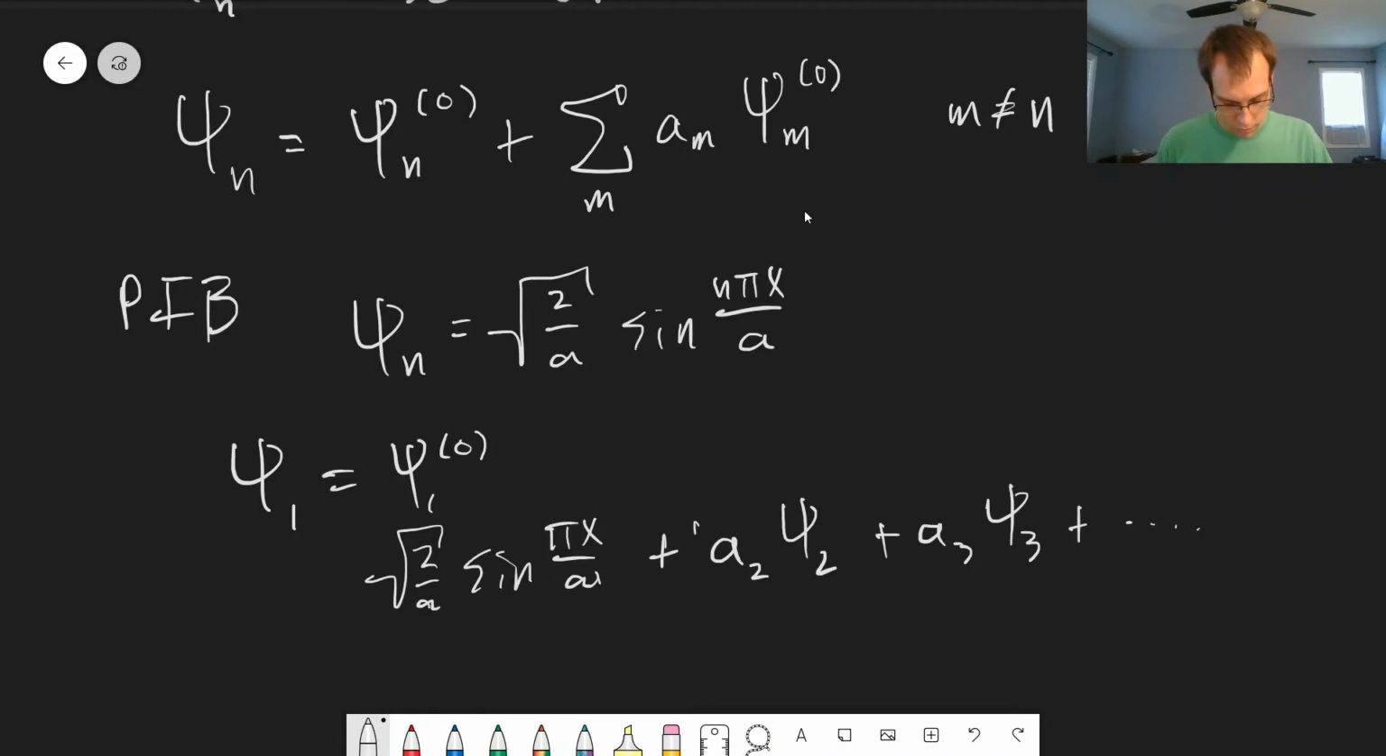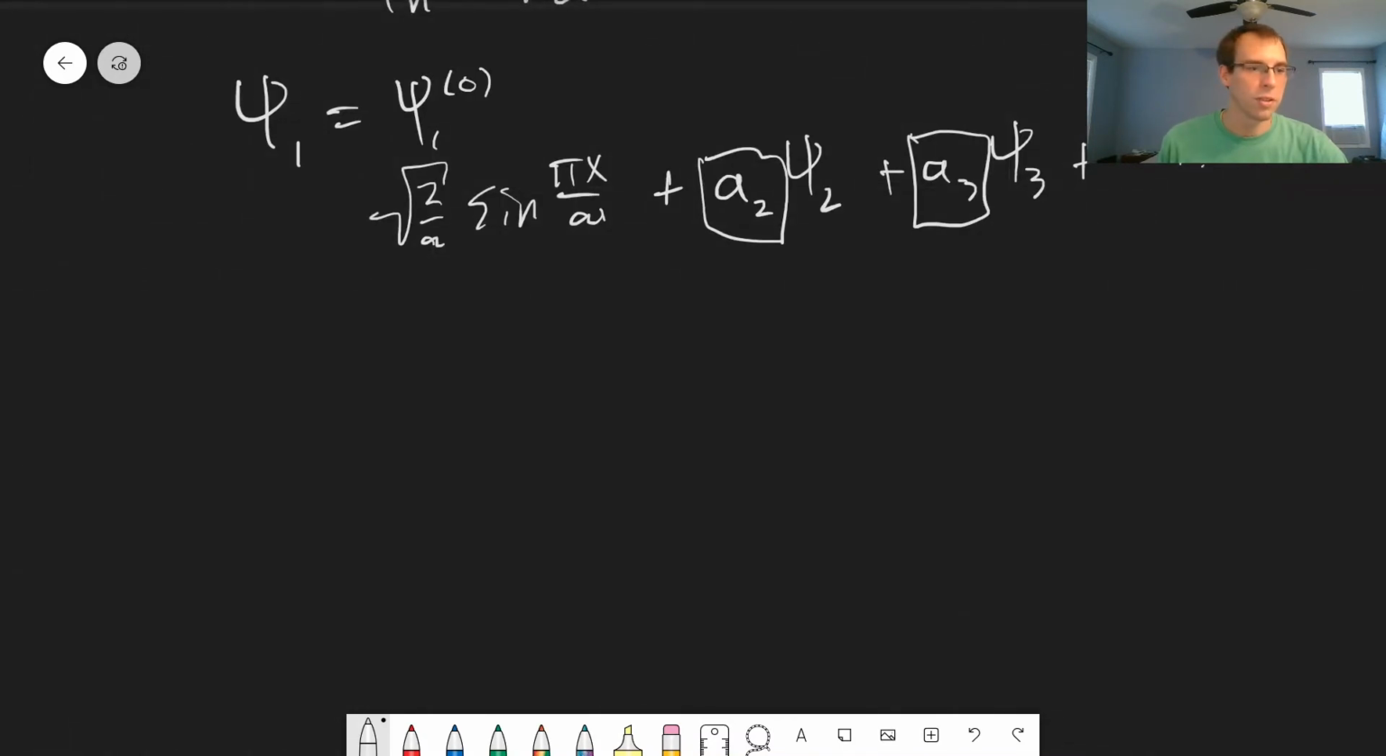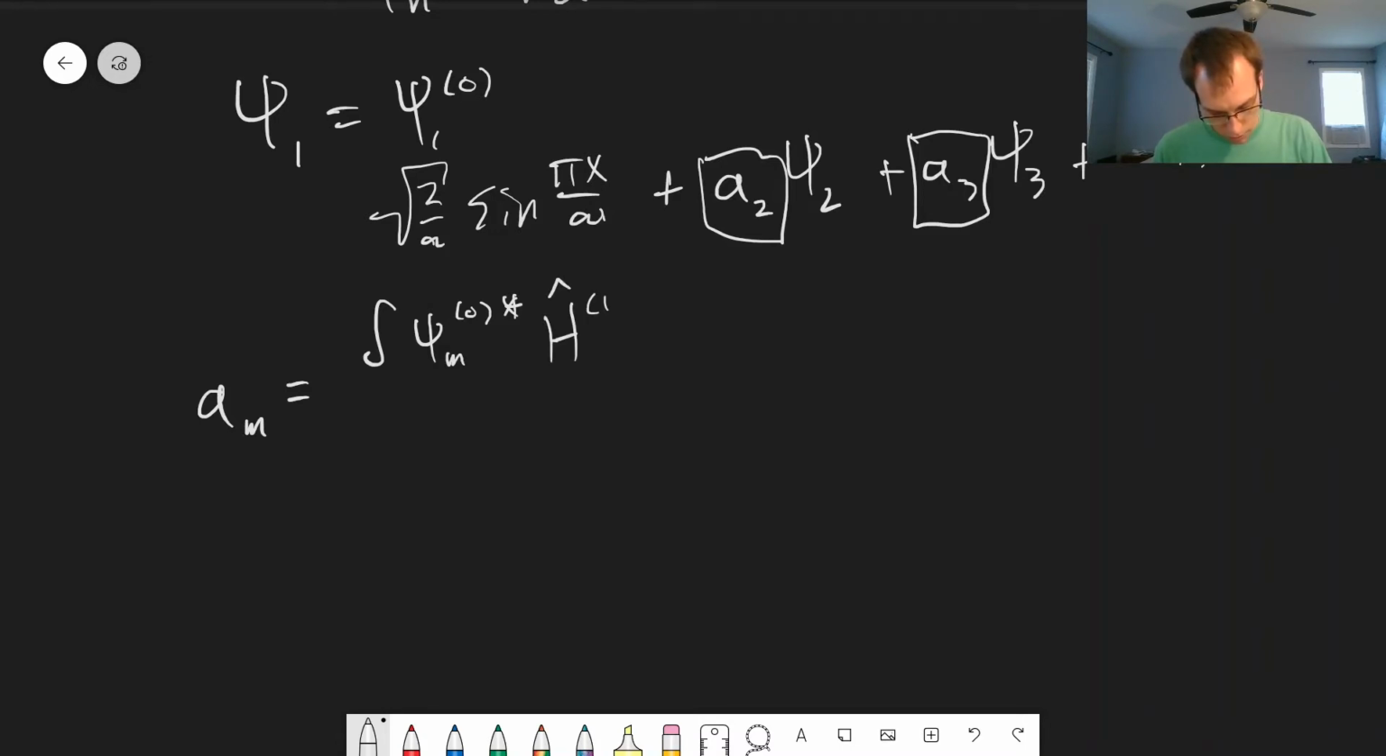Now the question is, how do we find these coefficients? We won't go through the derivation, we'll just look at the result. The coefficients are given by this equation. A m is equal to an integral of psi m 0 star, with the perturbation H1, psi n 0 d tau.